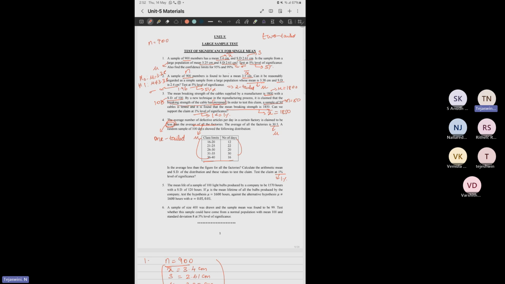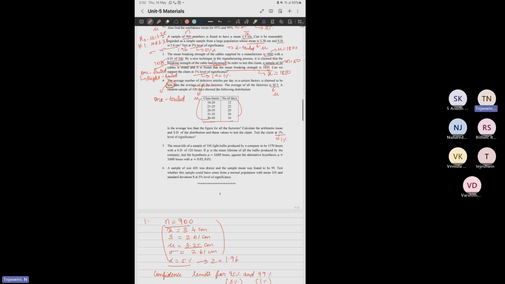Since we have the word increased here, it will be one tail. Since it is increasing, it will be right tail. If they give it as decreasing, less than, or minimum, it will be left tail. If they give it as increasing, maximum, or greater than, then it will be right tail. And then the fourth question.